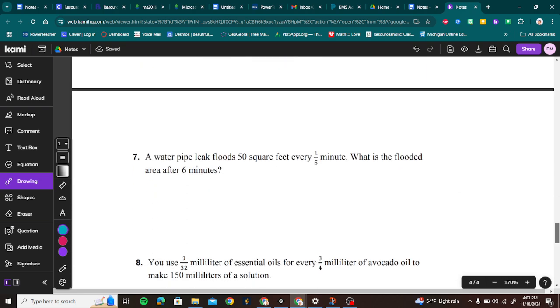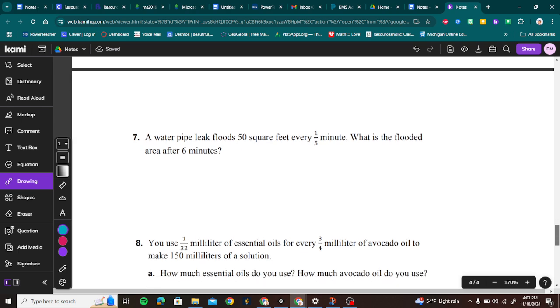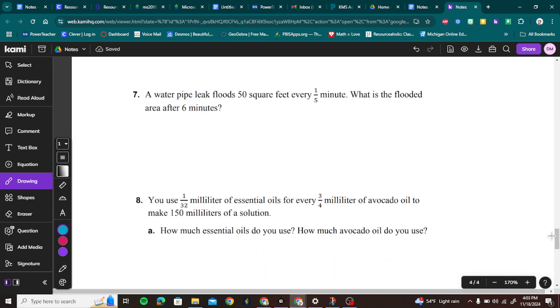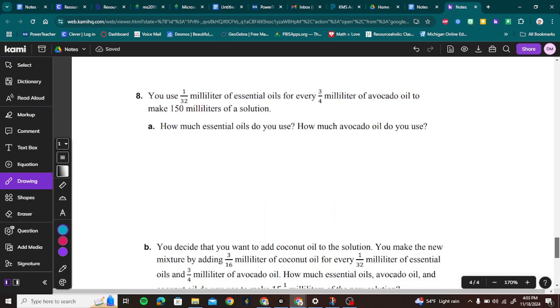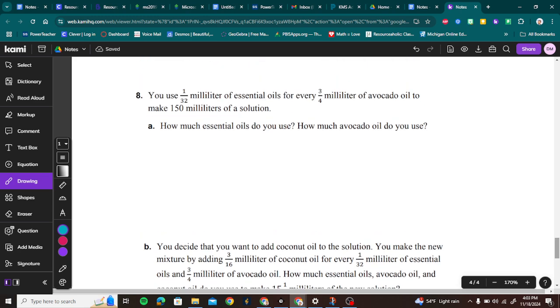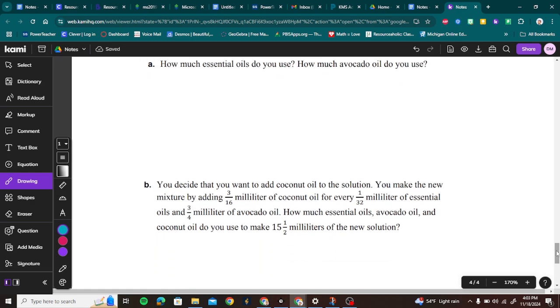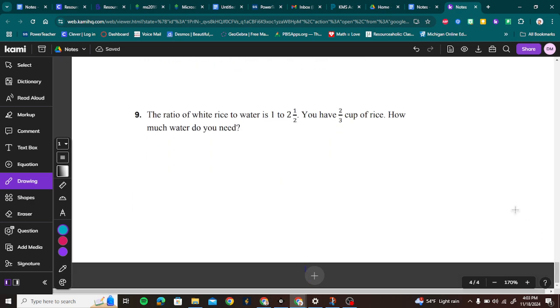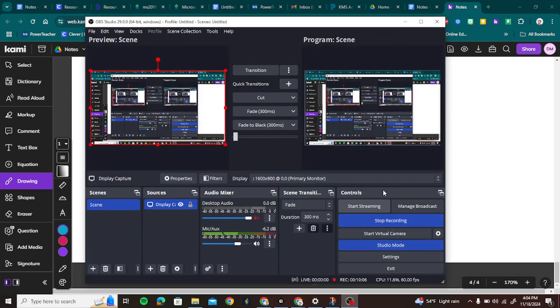Then on the back side, number 7, you'll build your own ratio table. Number 8, this is just like the problem that I did last with the yellow paint. 8 has an A part and a B part. Just take your time, go through them. And then the last problem is another ratio table problem. If you take your time, ask yourself the questions, walk yourself through, you'll do just fine. Thanks.